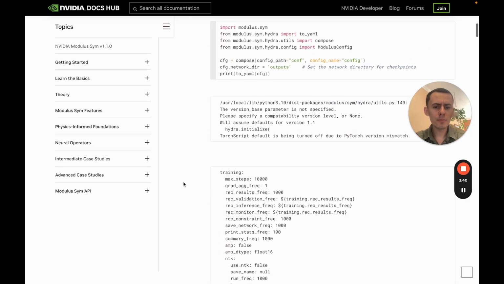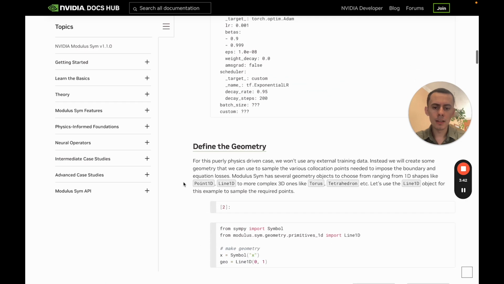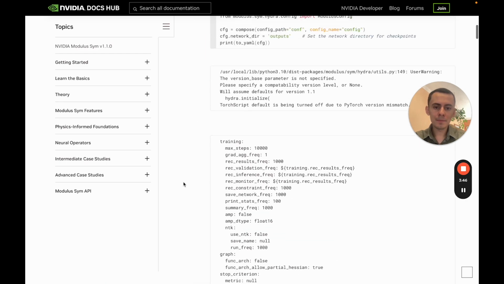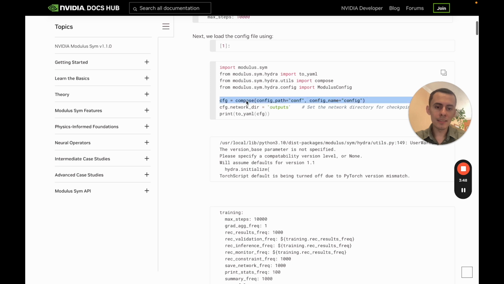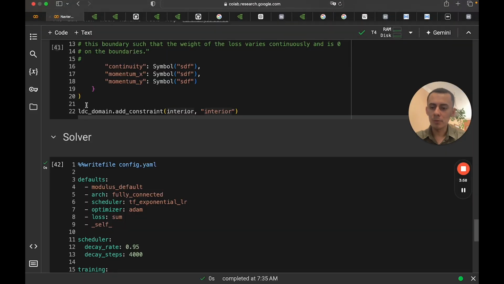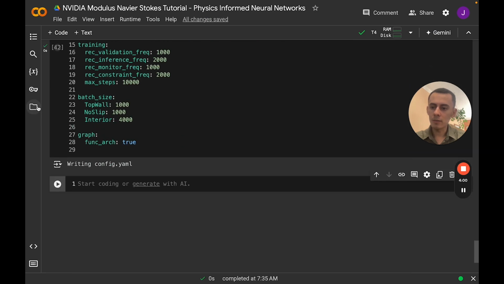The documentation has improved a lot. It's really good now. So here they tell you how to get the configuration file in a notebook. You use config path, the folder, and the name of the file. In our case, I didn't put it in a folder. I put it just right here.